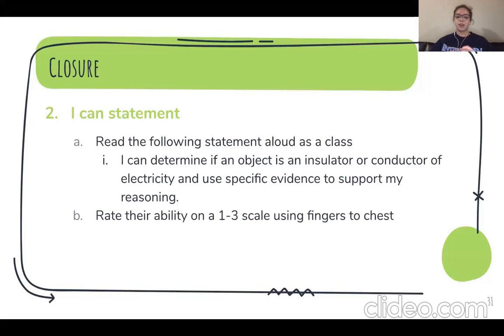Then the students would go over the I can statement. So as a class, you'd read the I can statement aloud, which is, I can determine if an object is an insulator or conductor of electricity and use specific evidence to support my reasoning. And students should rate their ability on their chest using a 1 to 3 scale, so 1, 2, 3 on their chest, of whether they feel like they have accomplished the I can statement. So 1 being the best and 3 being the least.